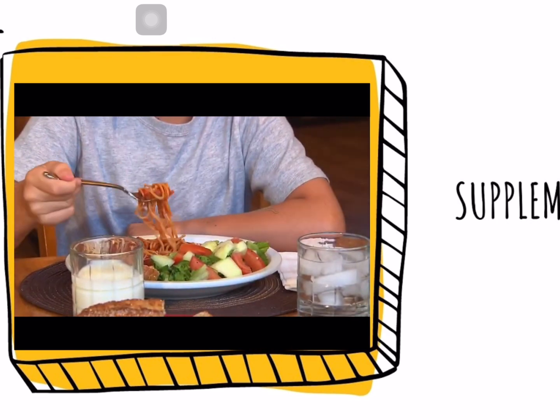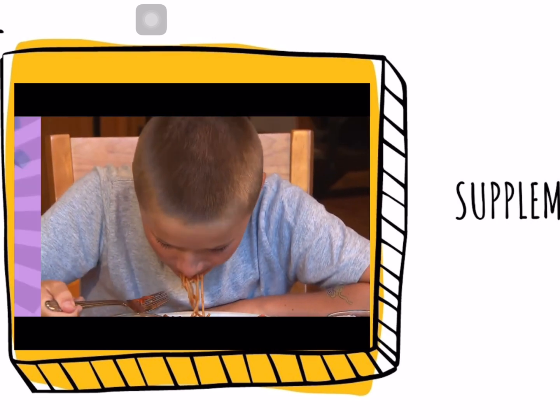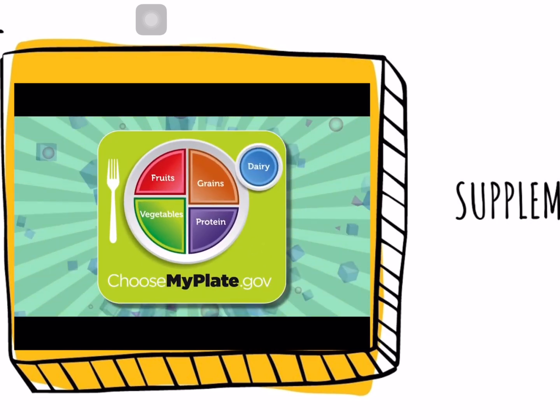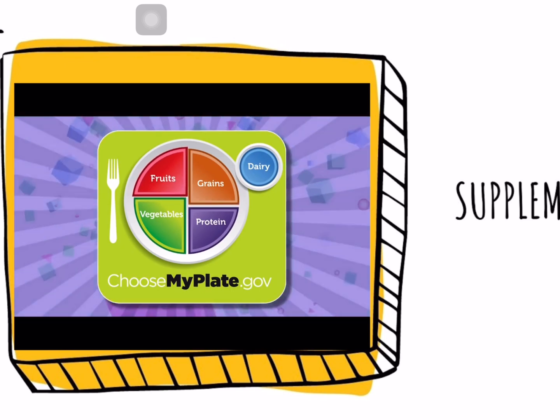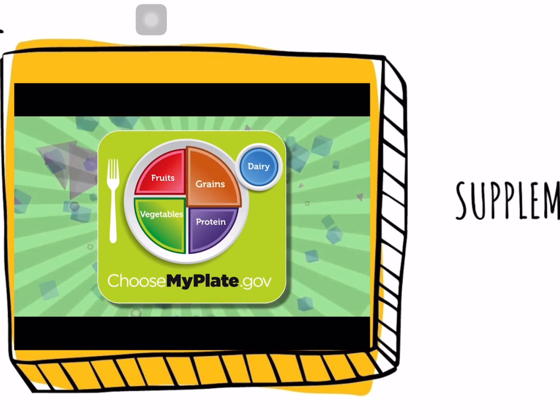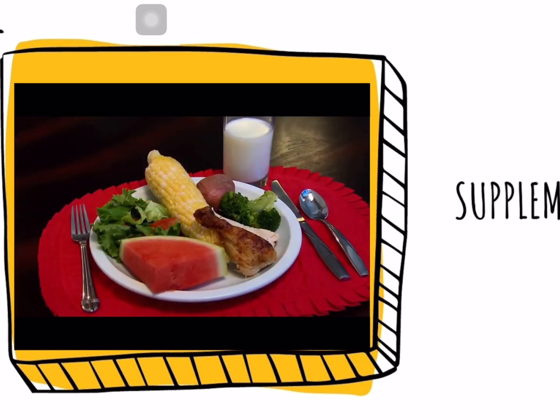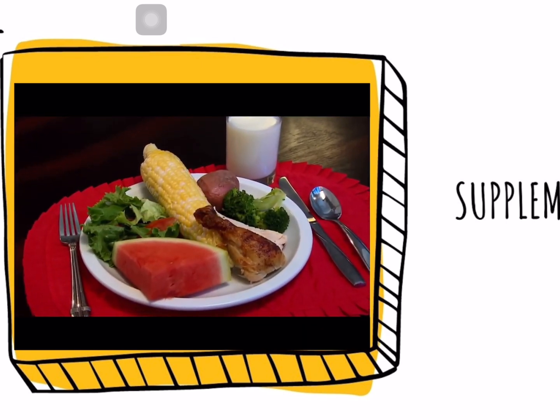Sometimes it's hard to know what to eat to be healthy. My Plate is a simple guide to help us out. Notice the 5 food groups: fruits, vegetables, proteins, grains, and dairy. Our plate at home should look similar to the My Plate guide.